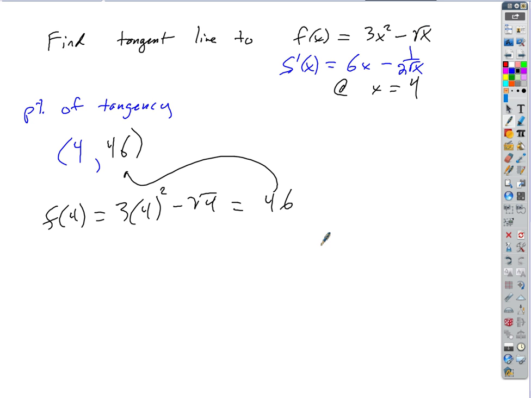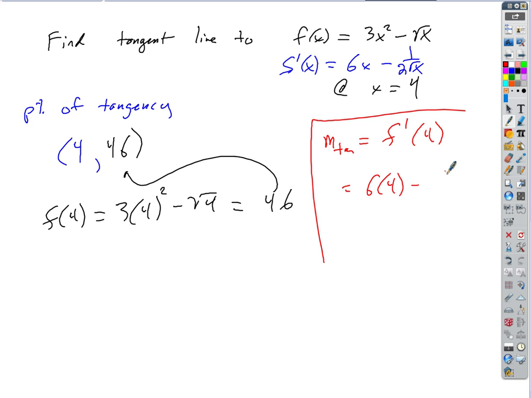Now, the other ingredient that we need is the slope of the tangent line. Well, the slope of the tangent line is going to be the derivative evaluated where? At 4, right? At the point of tangency, which has an x value of 4, I want the value of the derivative. So that's going to equal 6 times 4 minus 1 over 2 times the square root of 4. So what is that, 24 minus 1/4? So it's actually 95/4. Okay, so we've got the slope.